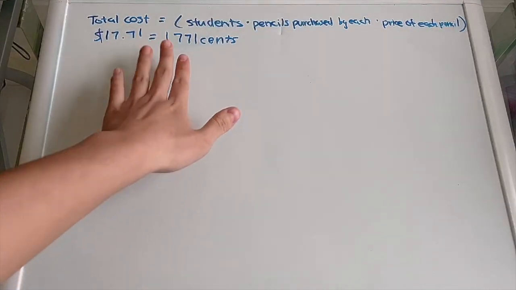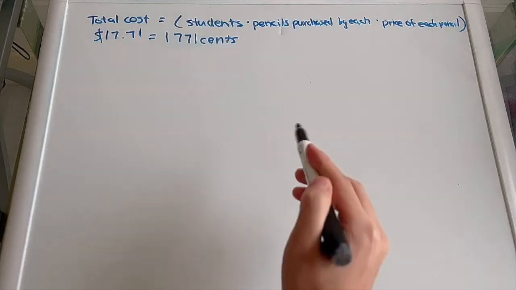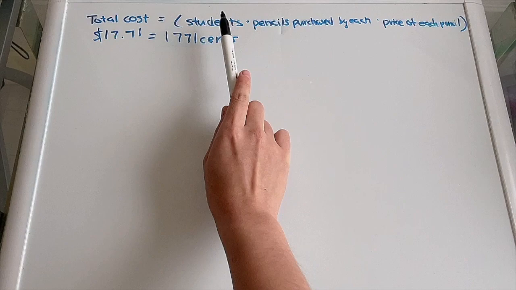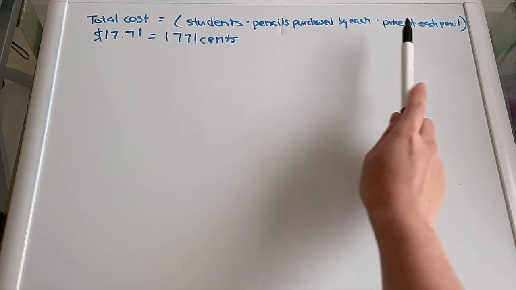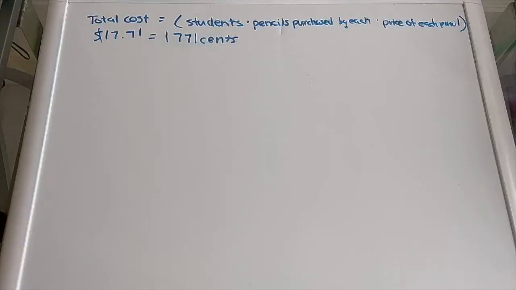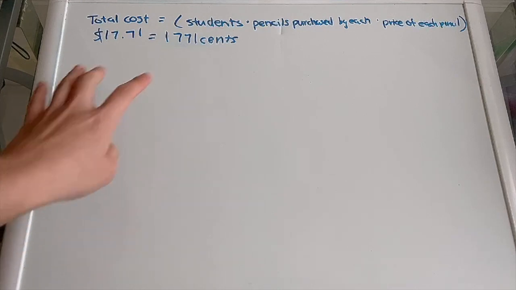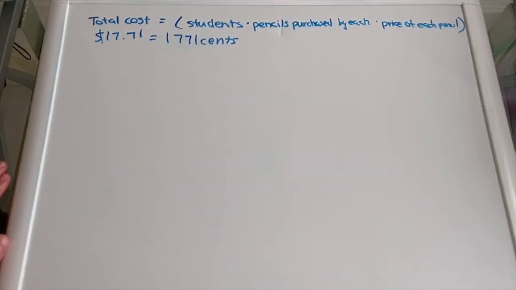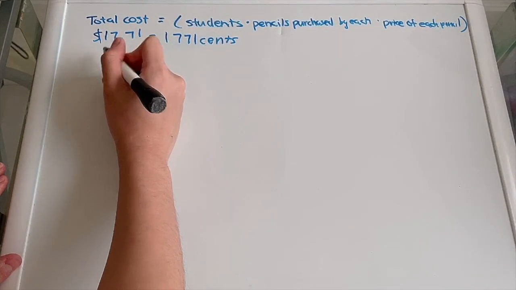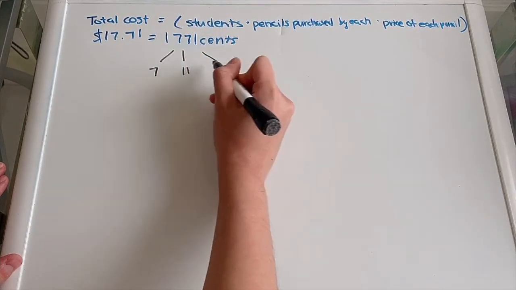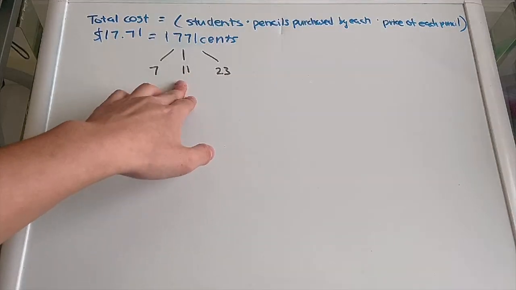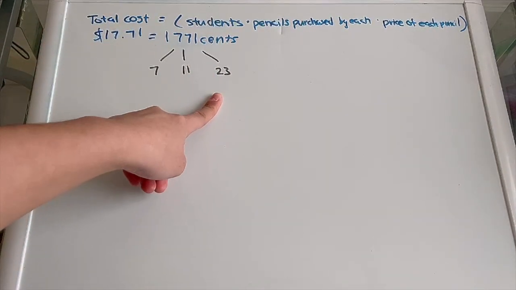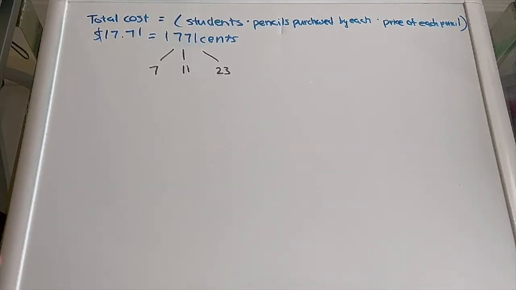Now we know that this 1,771 is composed of three parts: the students, the pencils purchased by each, and the price of each pencil. So if we can find these parts, then it would equal 1,771. We can begin with the prime factorization of this number. It is actually 7 times 11 times 23. So these 3 numbers are relatively prime. And this is perfect because it is only 3 prime numbers multiplied by each other, so there can't be another way.